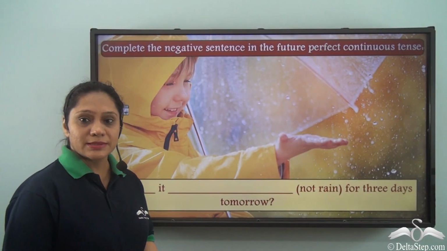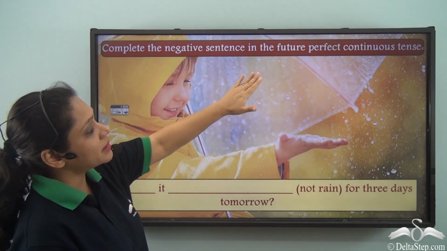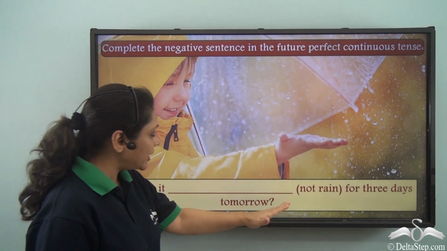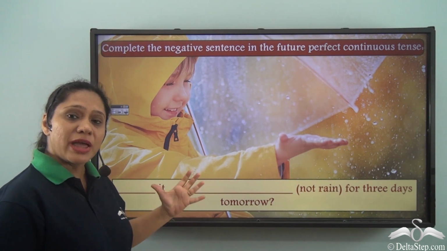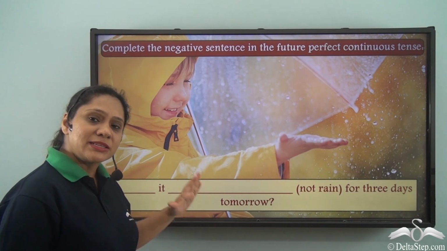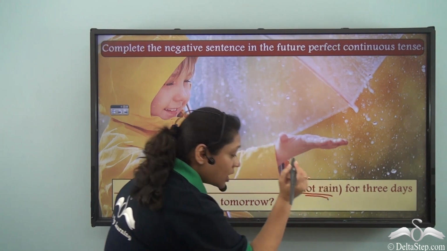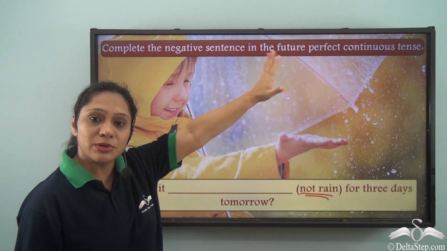Now let us do this exercise. Complete the negative sentence in the future perfect continuous tense. Dash it dash for 3 days tomorrow. So this is an interrogative sentence. Now we have to complete this sentence in such a way that it is a negative interrogative sentence. The verb given to us is rain and it has to portray the future perfect continuous tense.